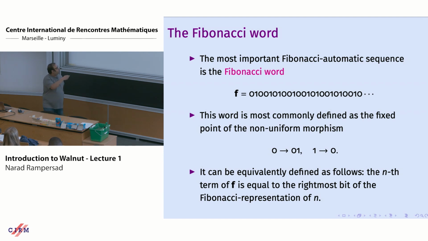But you can also compute this with an automaton where you give n to the automaton in the Fibonacci base, the automaton reads it, and then just looks at what the last digit is. It's either 0 or 1. If it's 0, it outputs 0. If it's 1, it outputs 1. You do that, you get this sequence, right?